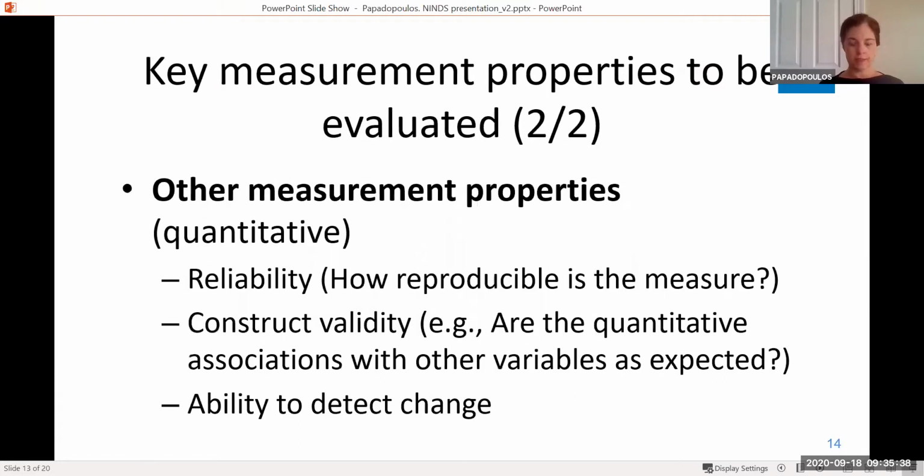Other measurement properties that we review are shown here, and these are primarily quantitative in nature. They include reliability or reproducibility of the measure, such as test-retest reliability or inter-rater reliability, construct validity, which assesses whether the quantitative associations with other variables are as expected, and finally, ability to detect change.